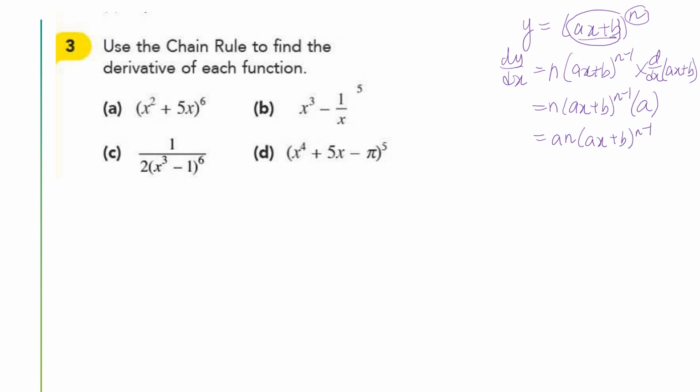Okay, it's not difficult. So let's look at part A. Alright, so we're going to differentiate. You see that in part A, you're not given a name for a function. In the earlier questions, you're given y equals blah, blah, blah, or f of x equals blah, blah, blah, or s equals blah, blah, blah. Here, you're not given a name. So how do you write your derivative?